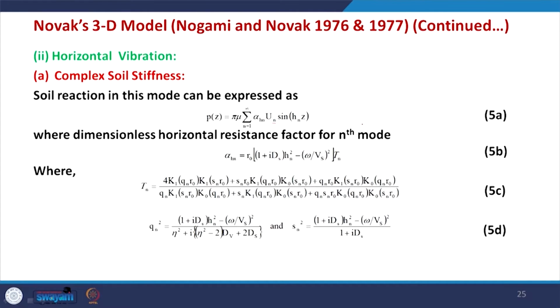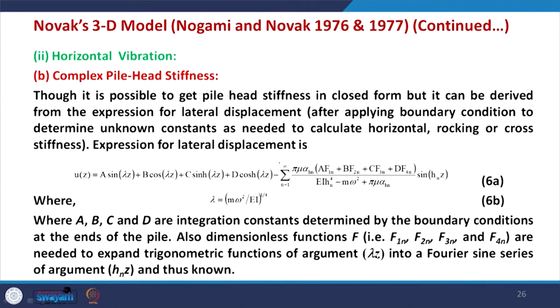So, using equation 5a we can find the complex soil stiffness, and when it is extended to complex pile head stiffness, it is possible to get the pile head stiffness in closed form. It can be derived from the expression for lateral displacement after applying boundary conditions to determine the unknown constants needed to calculate horizontal, rocking or cross stiffness. When we talk about horizontal vibration, along with horizontal there can also be rocking and cross terms, and the same approach can be used for the horizontal mode.